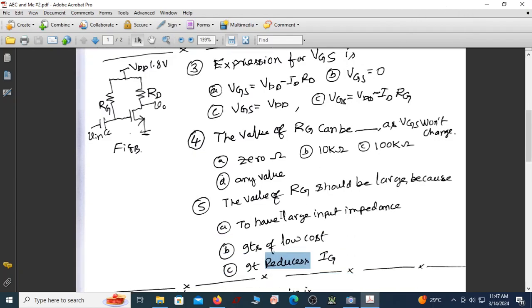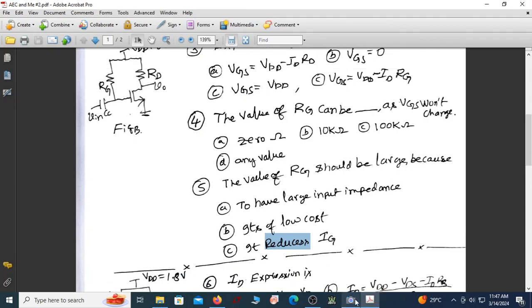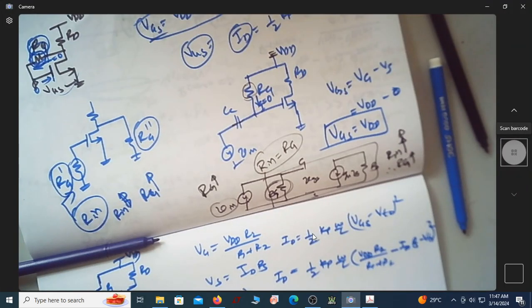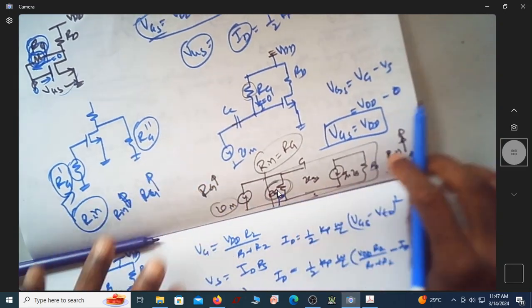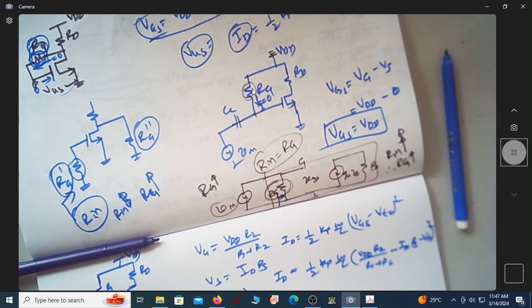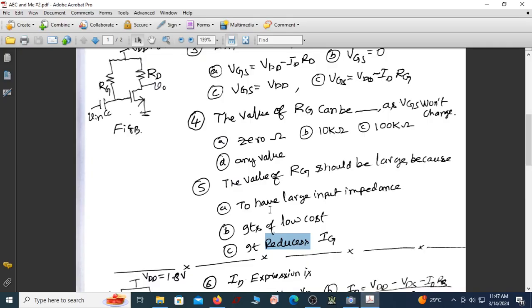Next, they are asking, should the value of Rg be large because to have a large input impedance, low cost, or it reduces Ig? Of course, we already know the answer for this. If Rg is more, it means input impedance is more. The input impedance will be more and more if Rg is large, because Rg will not affect any Ig, because Ig is already 0. So Rg more is required to have a large input impedance. So this A is the option.